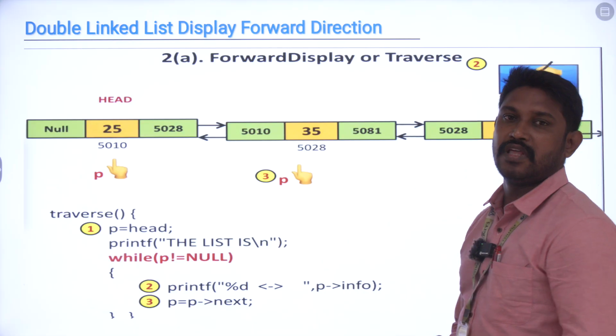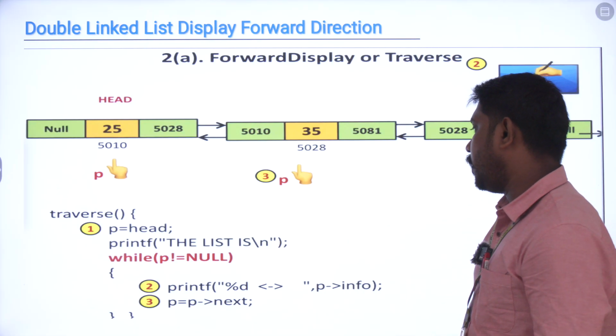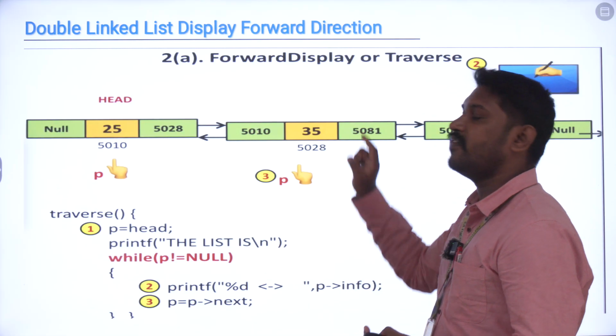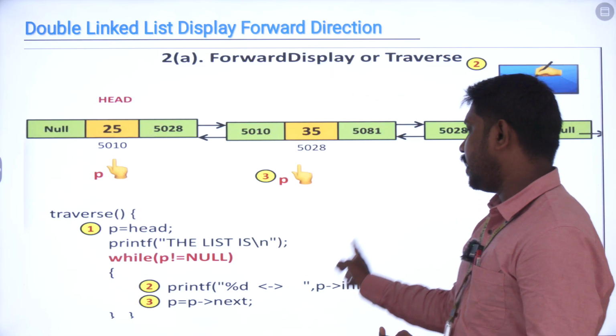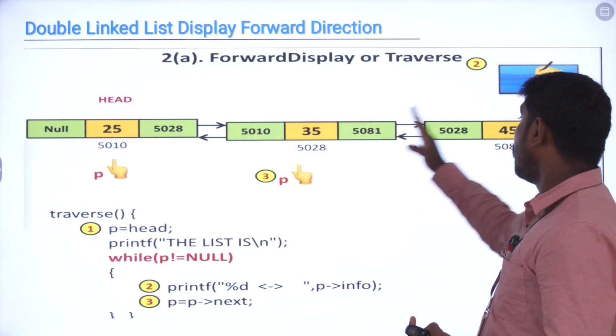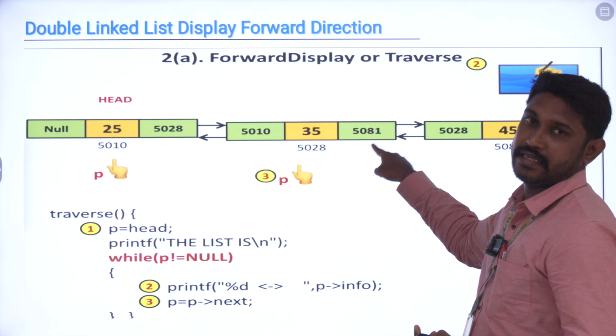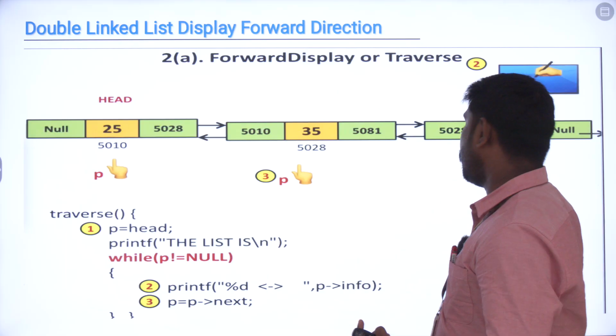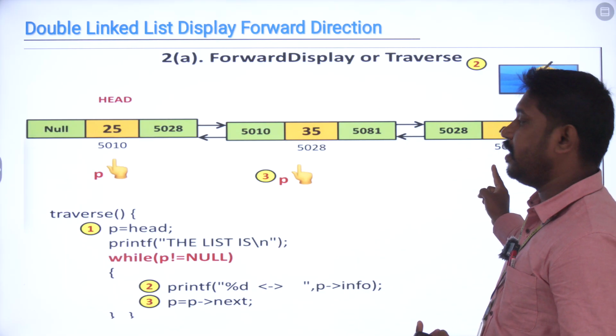So the condition is true. Then I am going to print the same thing. I am going to print the value 35. Once again, P is equal to P of next. Then the pointer P here will move to the next node with the help of this address. So now the pointer P will be here.